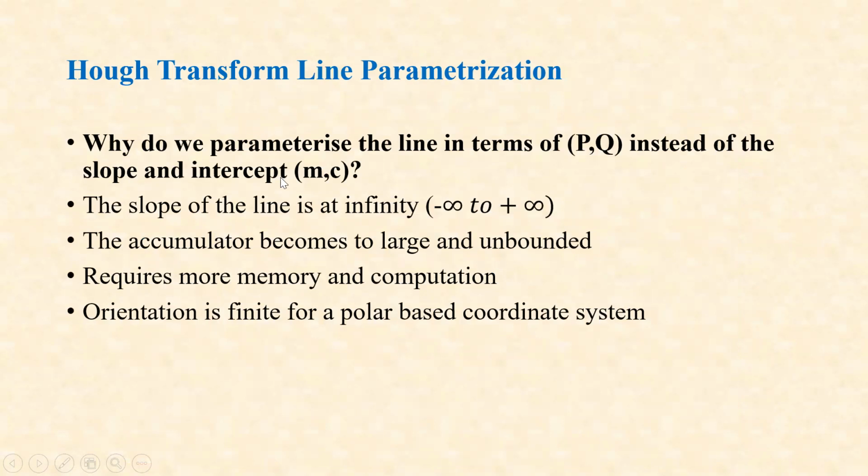Transform parameterization. So, okay, this question was about why we parameterize instead of sticking to the MC or CM coordinate system. Because of this pitfall here. The slope of the XY coordinate system is between negative infinity and positive infinity, and the accumulator is too large to accumulate the values and requires a lot of memory for computation. And the orientation is infinite for the XY system, while for polar-based coordinate systems it is finite.